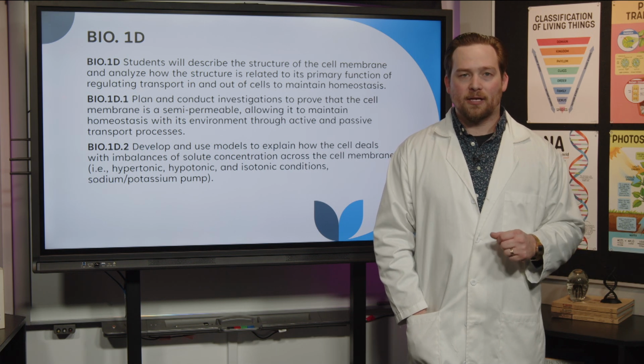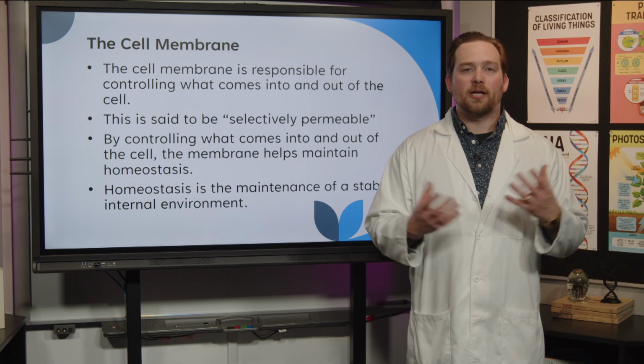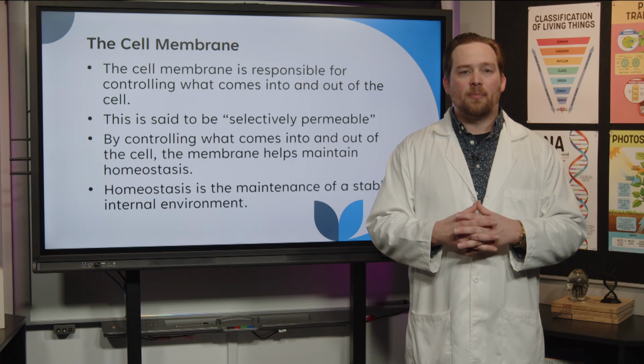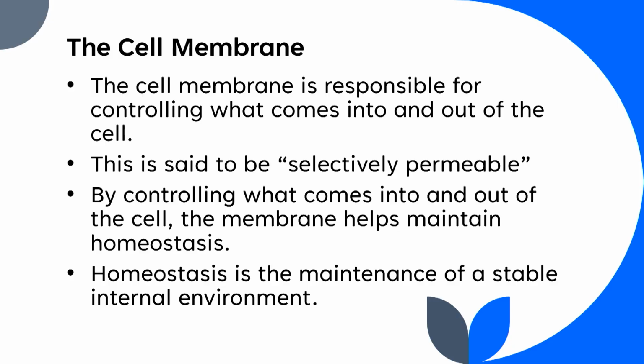So let's go ahead and get the ball rolling. Let's talk about the cell membrane. The cell membrane is an organelle. It's the boundary of the cell. The cell membrane is responsible for controlling what comes into and out of the cell. We say that this is selectively permeable. To be permeable means that something can flow through it, like a rock with a lot of holes might be permeable. Because the cell membrane can choose what comes in and out of it, it is selectively permeable. Some things can enter and leave, but not everything can.